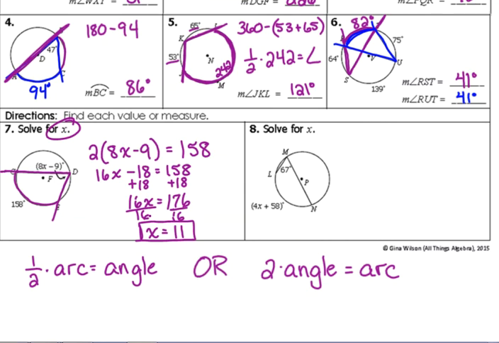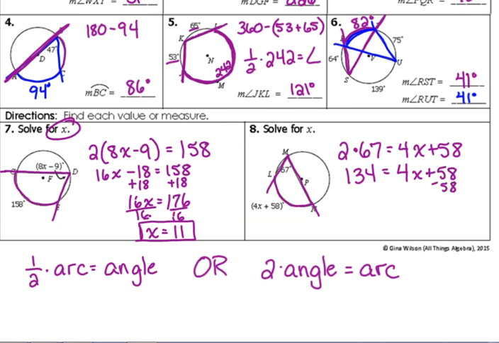Okay, number 8, same deal, solve for x. Let's look at what we've got. We have this angle. It intercepts the arc that's labeled, so 2 times the angle equals the arc. So that's 134 is equal to 4x plus 58. Take away the 58. 76 equal to 4x. Divide by 4. 19. Solve for x, that's all we had to do. So we are finished. X is 19.